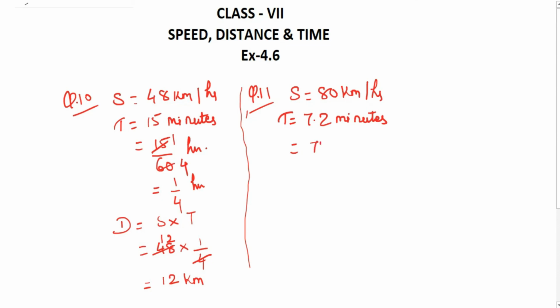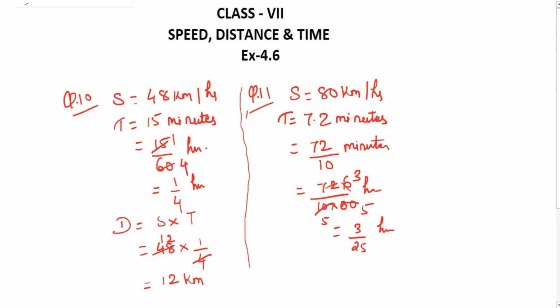First let us remove the decimal. That will become 72/10 minutes. Now we can divide by 60 to convert it into hours. Now you know that 12 6s are 72, 12 5s are 60, 2 3s are 6, 2 5s are 10. So finally we are getting 3/25 hours.